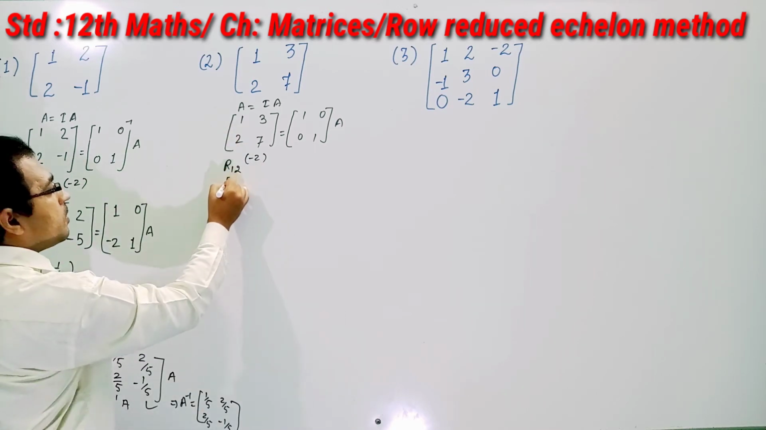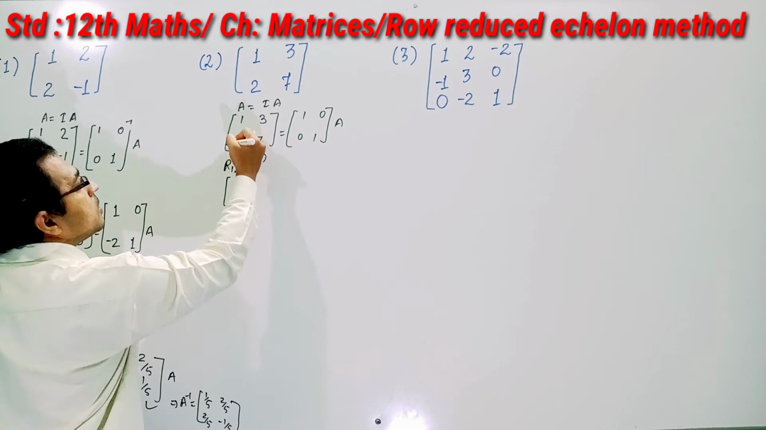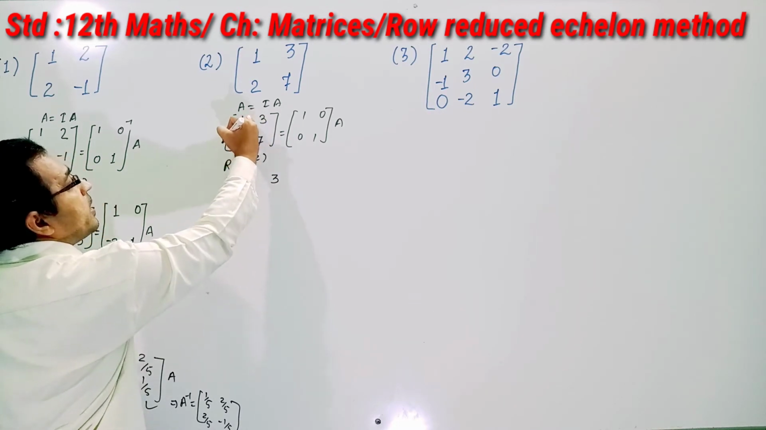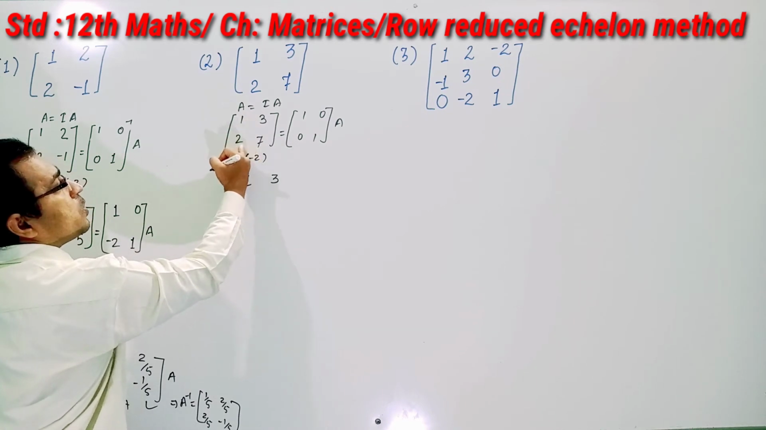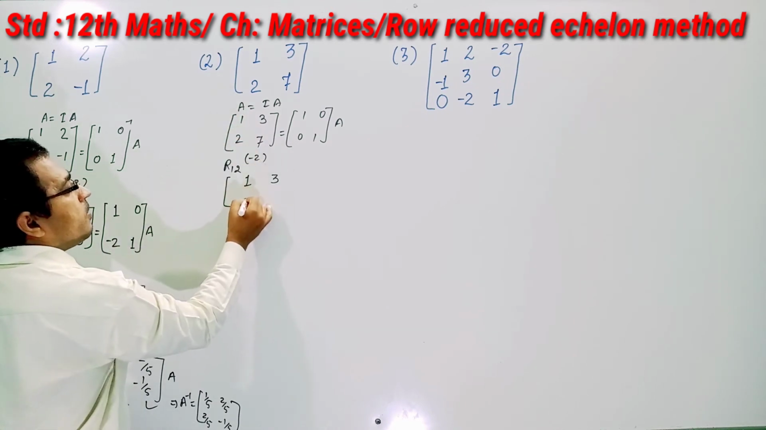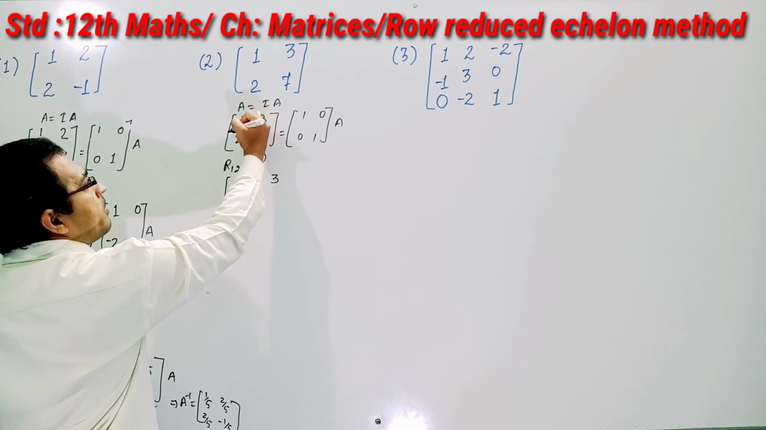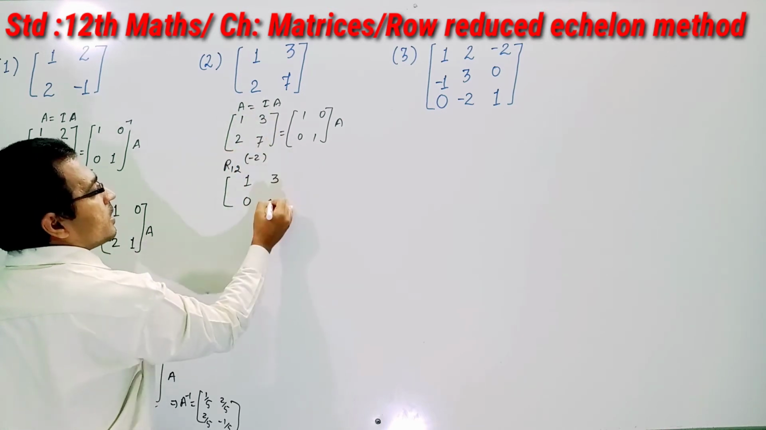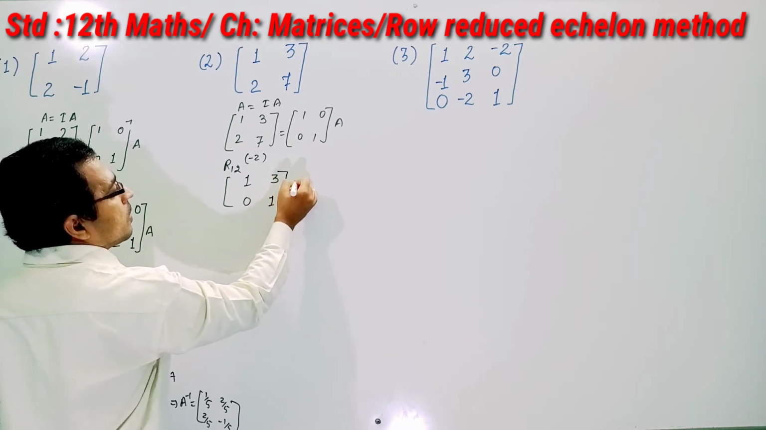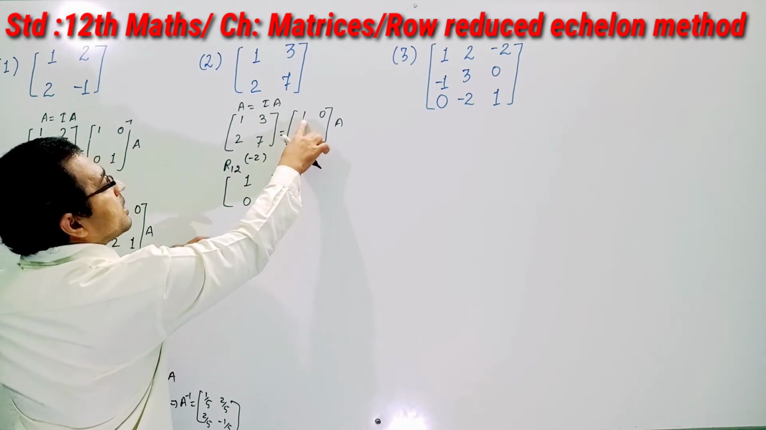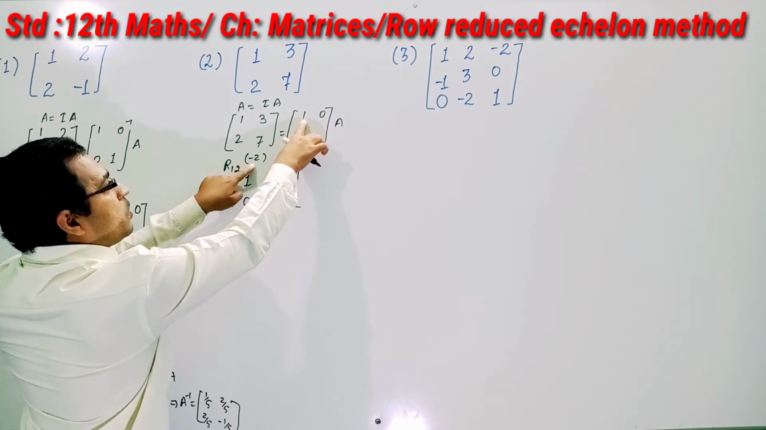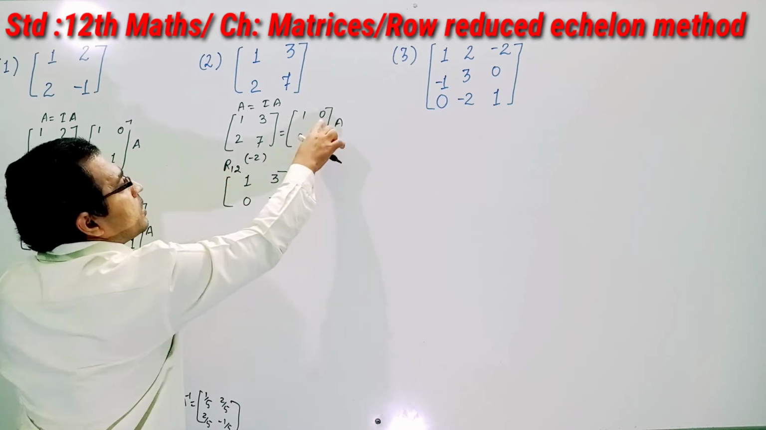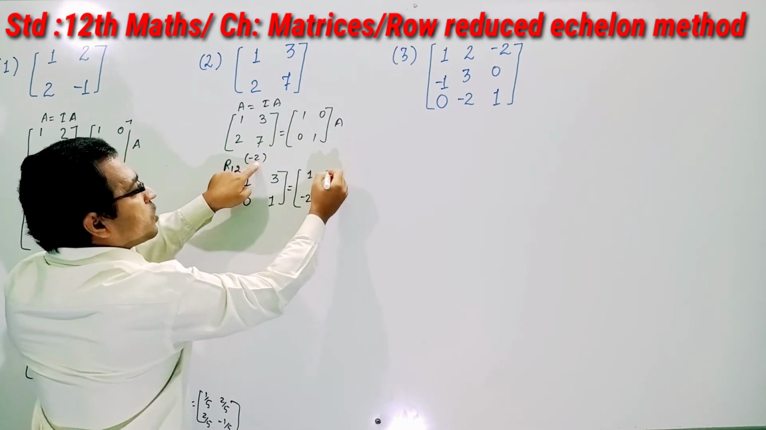Okay. So there will be no change in R1, 1, 3. This is multiplied by minus 2. So we will get minus 2 and it is added to this row. So minus 2 plus 2, there will be 0. And this element is multiplied by minus 2. So 3 into minus 2, minus 6. 7 minus 6, there will be 1. Similarly, students, this element is multiplied by minus 2 and added to 0. So for 1, there will be minus 2. This element is multiplied by minus 2, meaning no change.